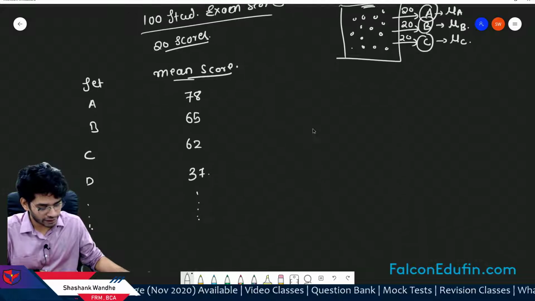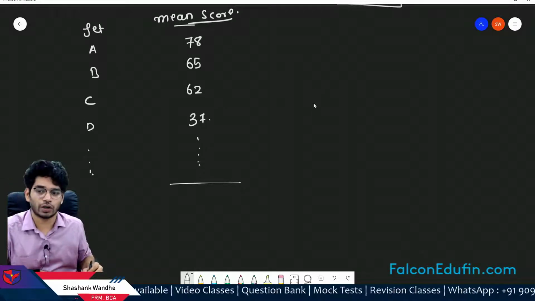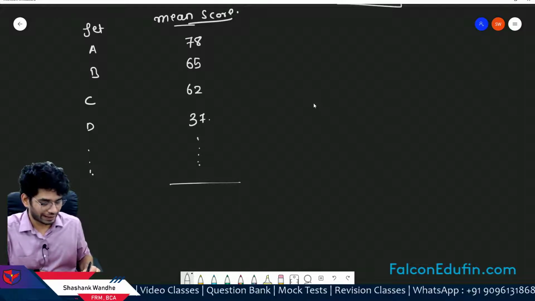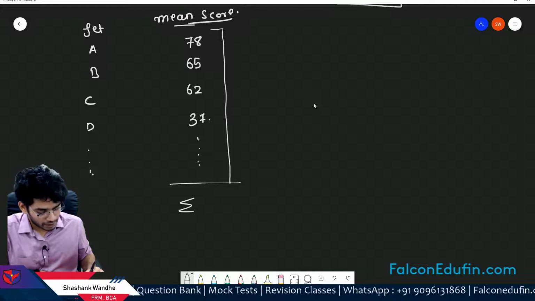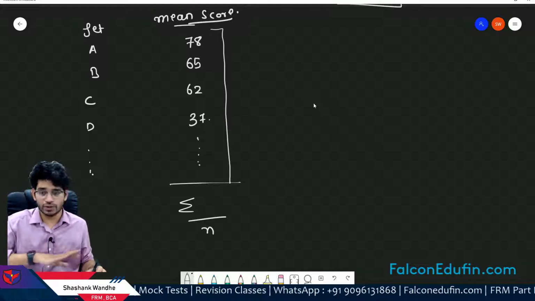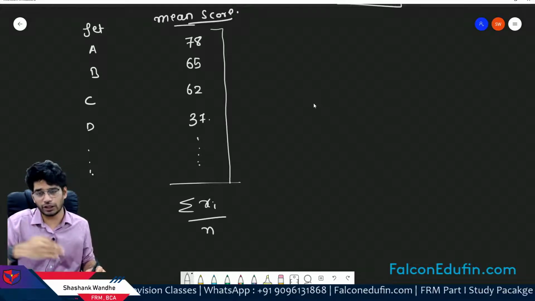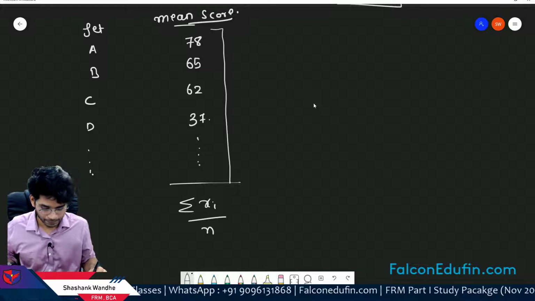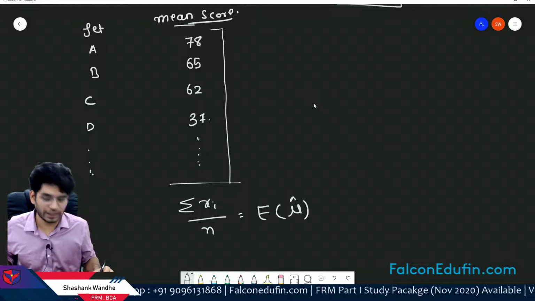So you will get all these values, and when you get these values, we will calculate the average of these values. Okay, so this average is calculated using this formula, that is your summation of all your values divided by n, and this is your expected value of mean estimate.